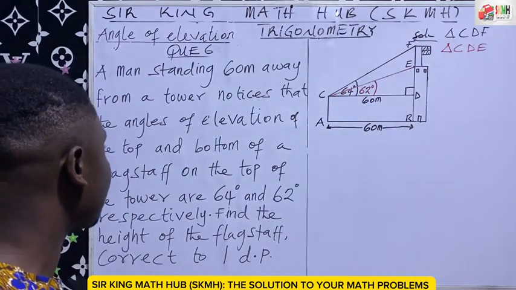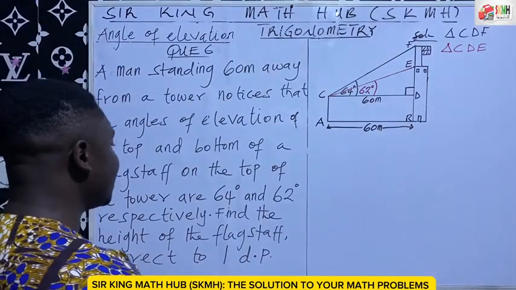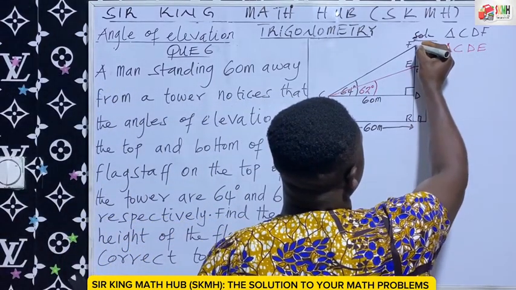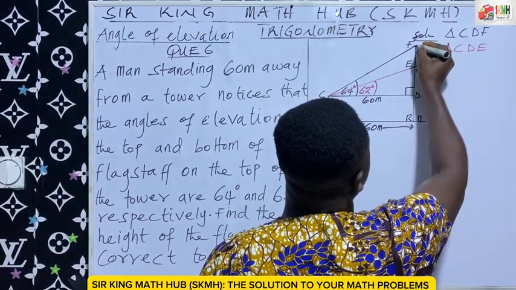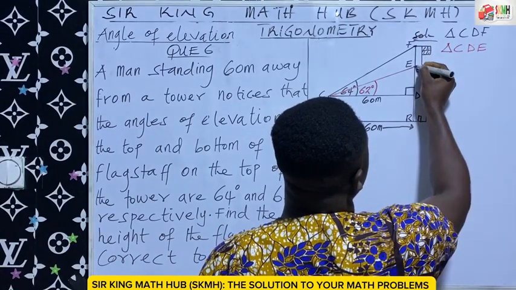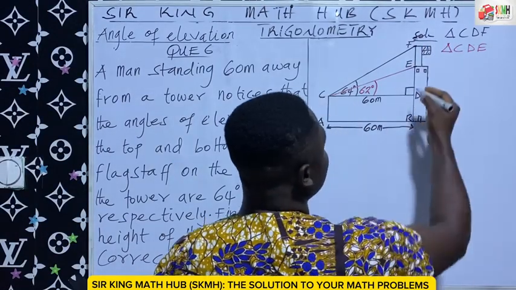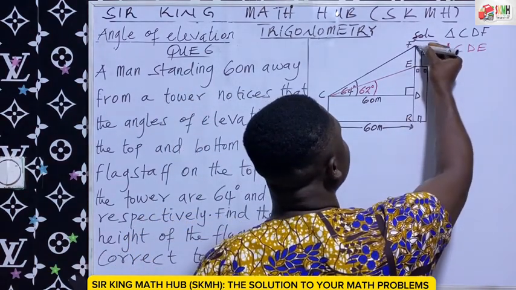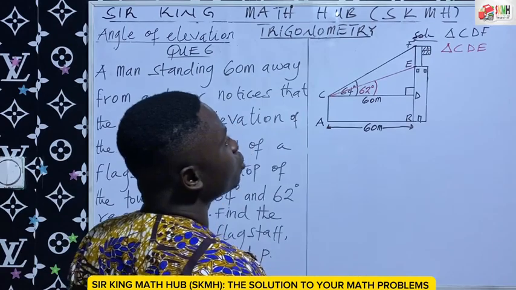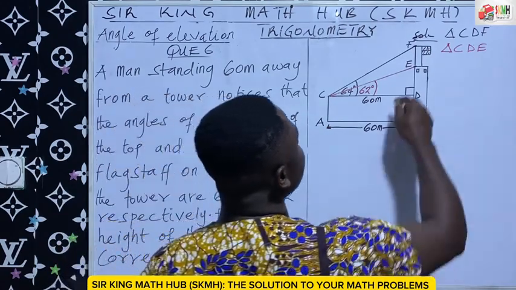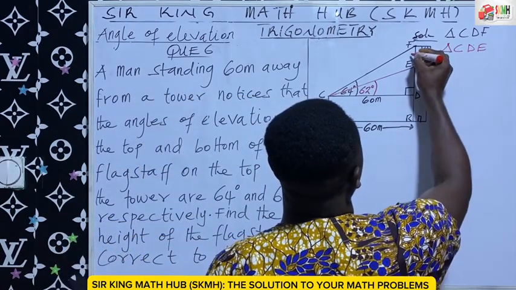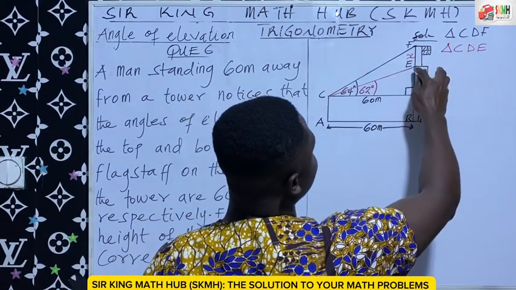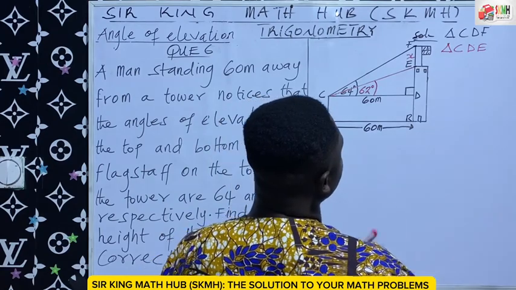And again, what are we looking for? We are to find the height of the flagstaff. So what is the height of the flagstaff? The distance from the top of the flagstaff to the bottom of the flagstaff. That is what we are to calculate. So you are looking for this height. To make the calculation easier, I'm labeling the height of the flagstaff as X. And I'm also labeling the height from point E to D as Y.